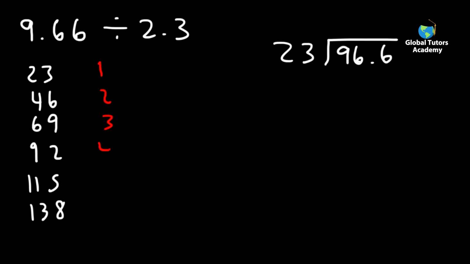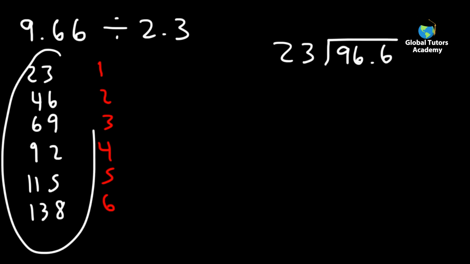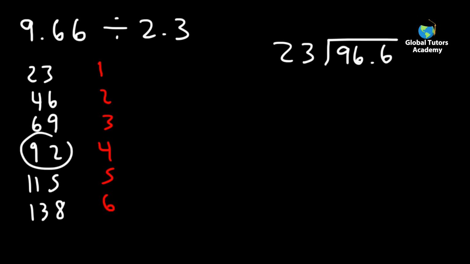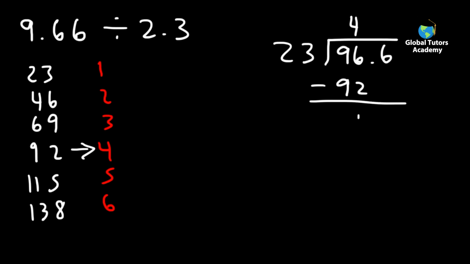So how many times does 23 go into 96? The highest number in this list, just under 96, is 92. So 23 goes into 96 4 times. 23 times 4 is 92, and 96 minus 92 is 4. Now let's bring down the 6, so this becomes 0.6.